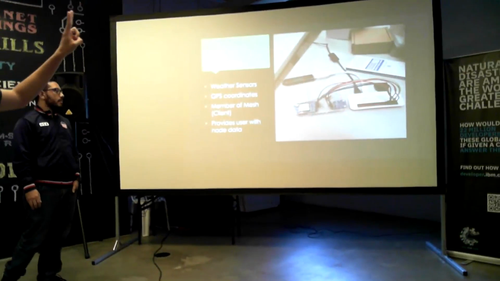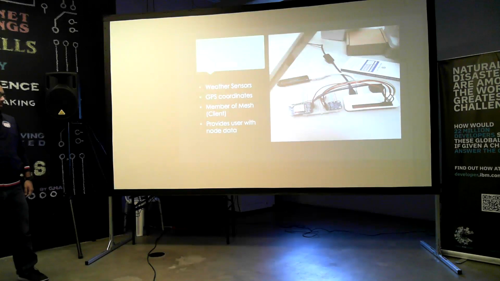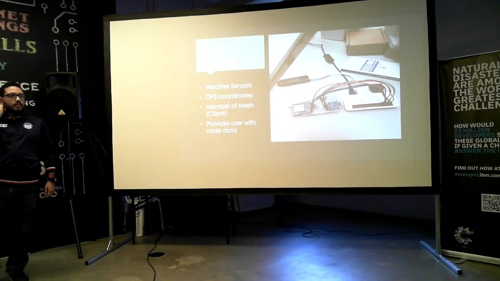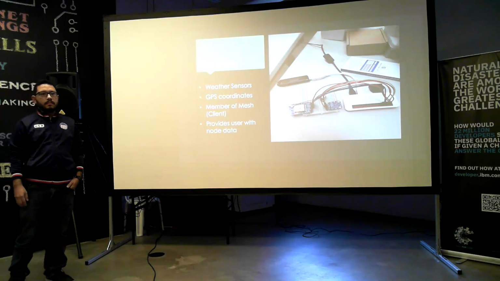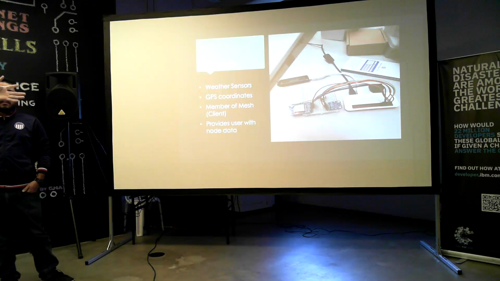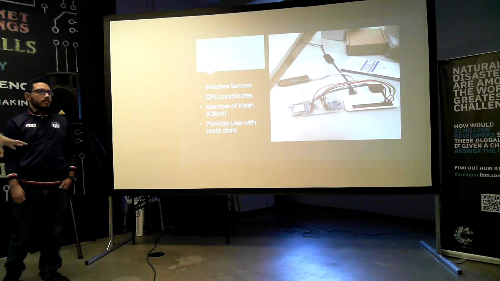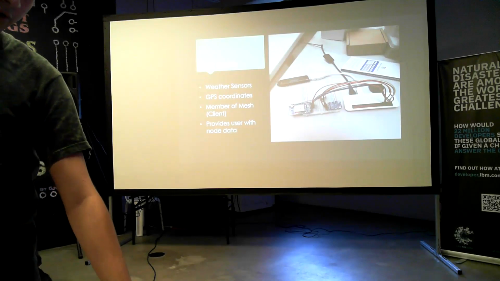We have two things. First, a user node. A user node has weather sensors, it has GPS coordinates, it's a member of the mesh network, and it allows users to gather data from that particular node. Let's say it's at the top of a skyrise, in an apartment building, somewhere where you can get good data analytics, and anybody near that node can get weather data from it.